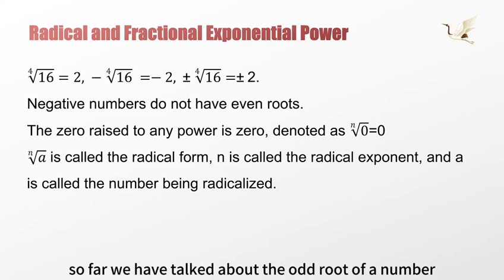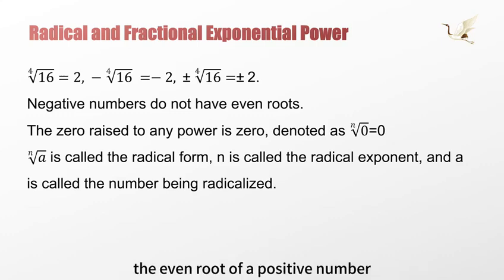So far, we have talked about the odd root of a number, the even root of a positive number, and the nth root of 0. We call this expression a radical. Among them, n is called the root exponent, and a is called the radicand. If n is equal to 2, we call it a quadratic radical.